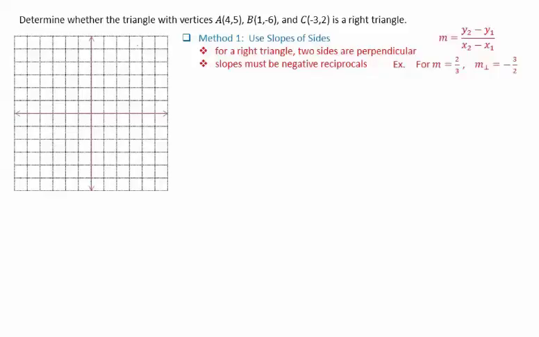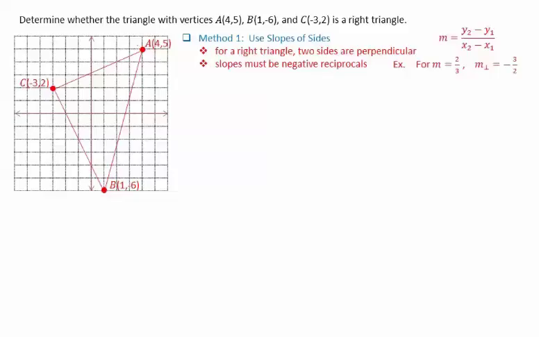Note I've taken the reciprocal of 2/3, but also inserted a negative sign to make it the opposite and the reciprocal. Point A at (4, 5), point B at (1, -6), and point C at (-3, 2), drawing a triangle between these, we can see that angle C is going to be the right angle if this is a right triangle.